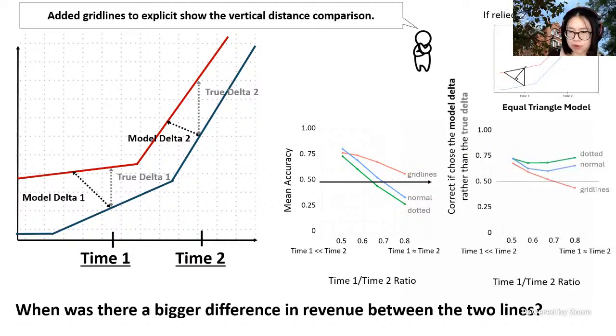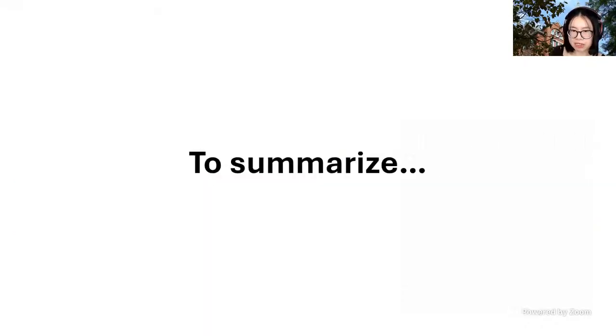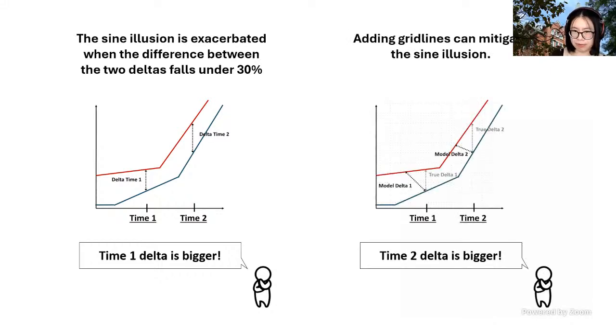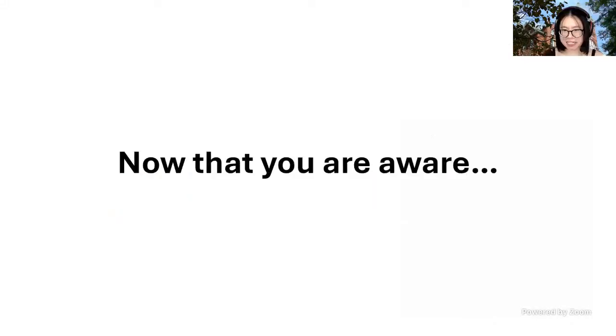And on the right, what we're seeing is that when people are looking at the grid lines, their behavior is no longer well predicted by this equal triangle model, which means they're not relying on this orthogonal distance to make their judgments as much anymore. So to summarize, the sign illusion gets exacerbated when the difference between two deltas fall under 30%, and adding grid lines can help.